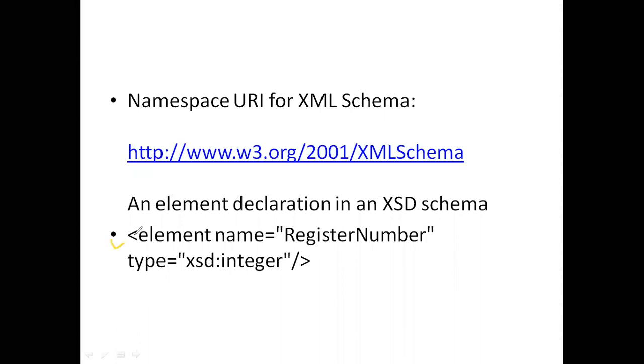So how can we declare an element in the XML schema definition? It has two fields. The first one is the name of the element. Second, you have to specify the type of the element. So here the element name is register number. We know very well what the type of the register number is. It is nothing but integer. Here, this element has no closing tag.